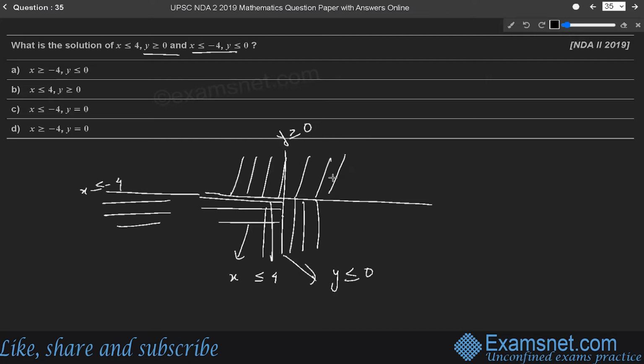Here we have to see the common portion. The common portion here is x is less than or equal to minus 4. So now just look for the option which consists of x is less than or equal to minus 4. Therefore, the correct option will be option number C here, which is x is less than or equal to minus 4 and y is equal to 0.